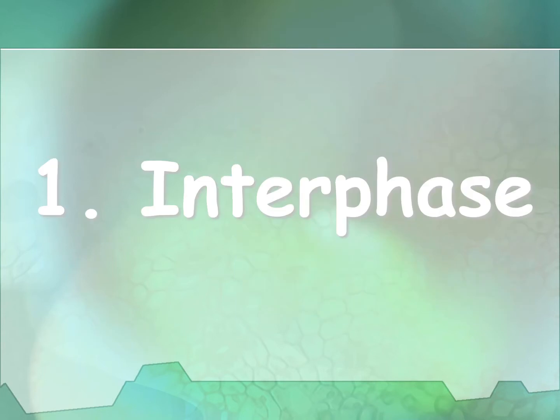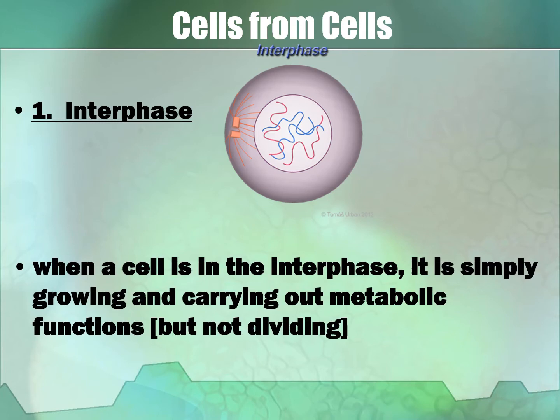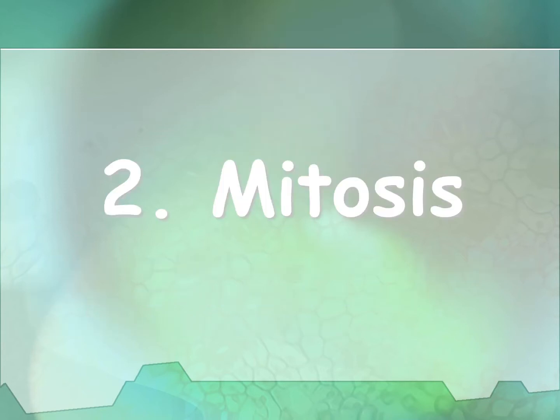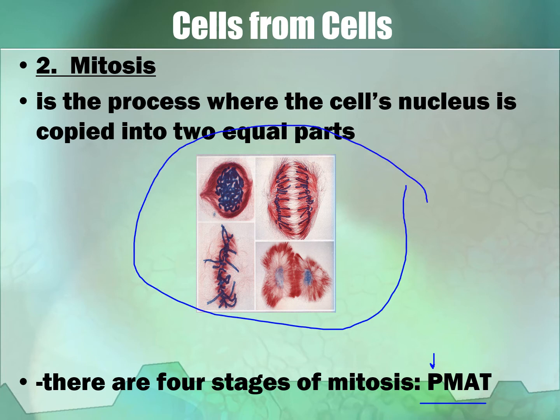So let's talk about interphase. Interphase is essentially your cell starting to duplicate itself, and it's just getting ready to divide. Once it's ready to divide, we enter mitosis. Now, there are 4 stages of mitosis as outlined down here. The initials spell PMAT. Hopefully you can remember that. And we're going to take a closer look at these 4 stages.